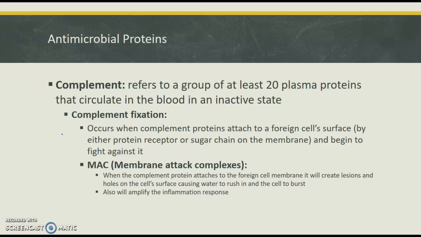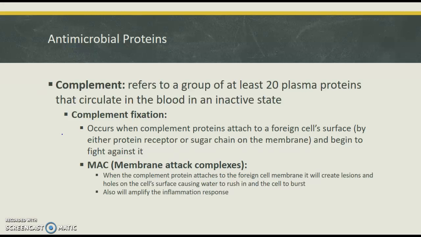So first, let's talk about the complement antimicrobial proteins. So this is a group of at least 20 different proteins that circulate the blood, and they're kind of just hanging out. They're in an inactive state. So until they actually come across a foreign invader, they're just really floating around, hanging out. And then they cause what is called a complement fixation to occur. So these little proteins are going to attach onto the foreign cell's surface and begin to fight against it.